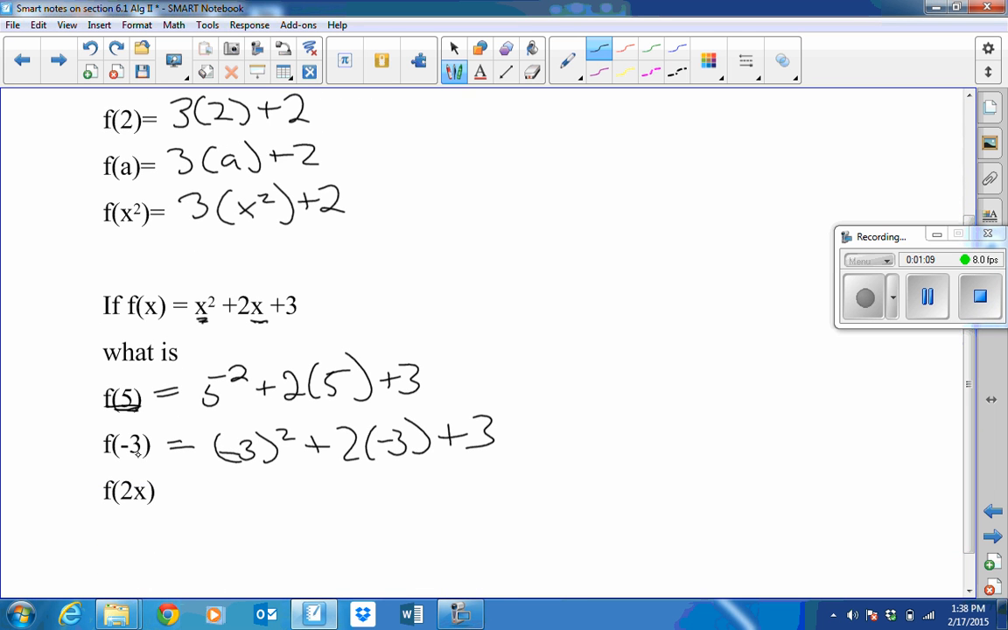F of negative 3, every place I saw an x, I'm going to put a negative 3. Negative 3 squared, don't forget your parentheses, plus 2 times negative 3 plus 3. F of 2x: 2x, quantity squared, plus 2 times 2x plus 3.